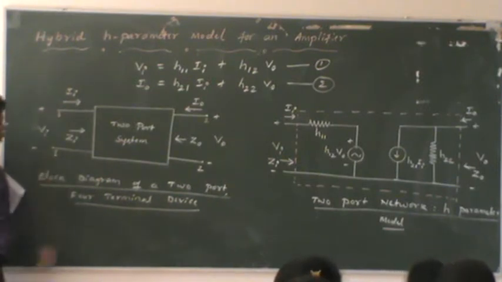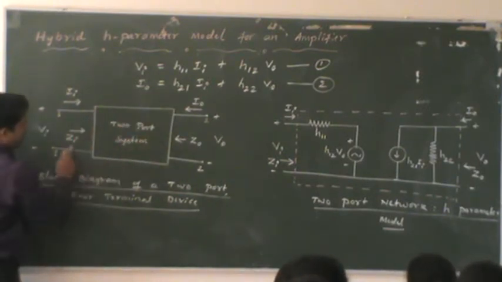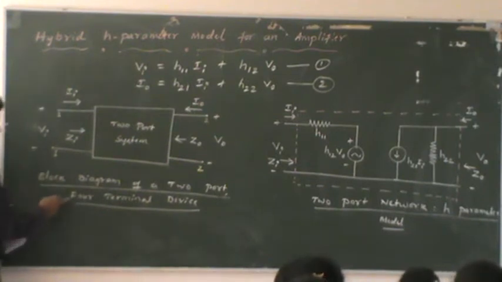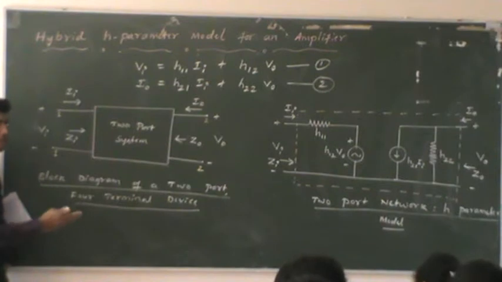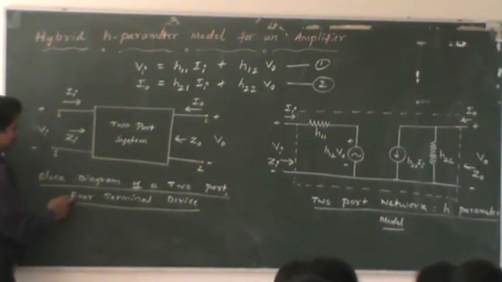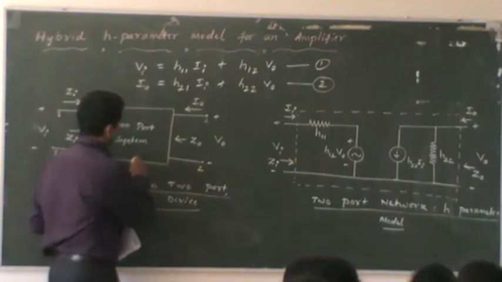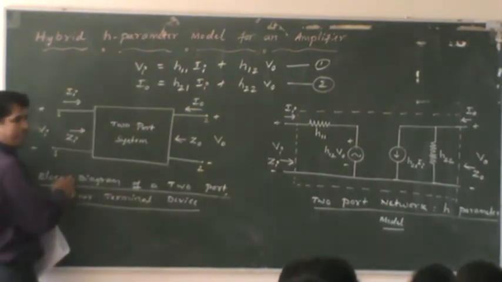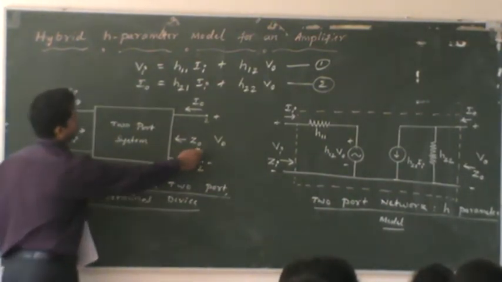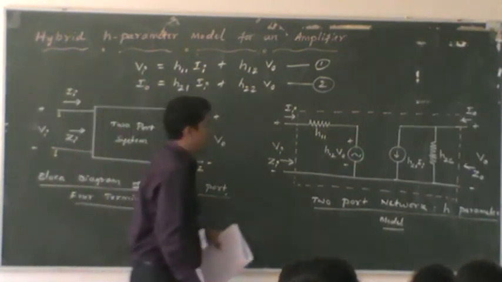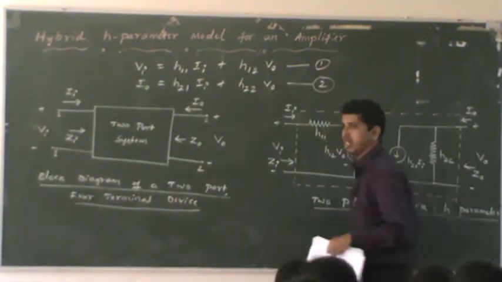So this model can be used even for any device with either 2-terminal, 3-terminal, or 4-terminal, any device up to 4 terminals can be modeled using this two-port system. If you look at this, the equations relating the input and output are defined by equation number 1 and 2. You can look at equation number 1 and 2.